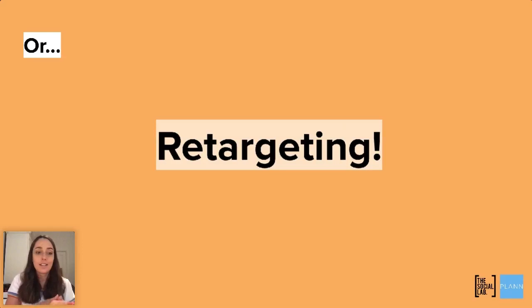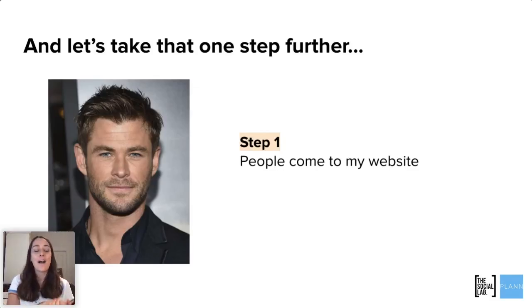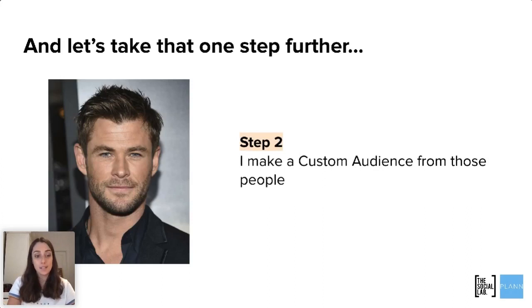All right, as I said, custom audiences are effectively just retargeting. And then lastly, so we've done saved, we've done custom audience, and our third one that we can do is called lookalike audience. And lookalike audiences are basically a way to find new people. And I've made this very easy to understand diagram for you guys. Let's say, as an example, Chris Hemsworth comes to my website and I make a custom audience of all of the Chris Hemsworths that came to my website.